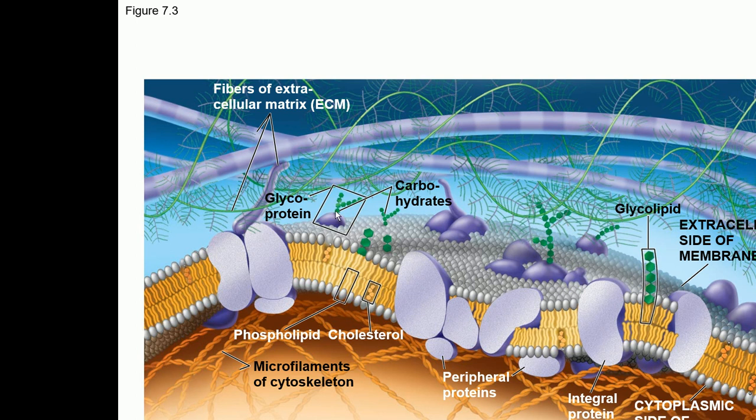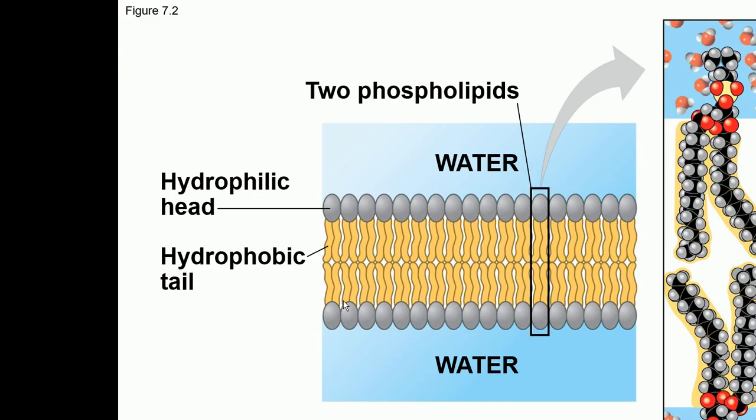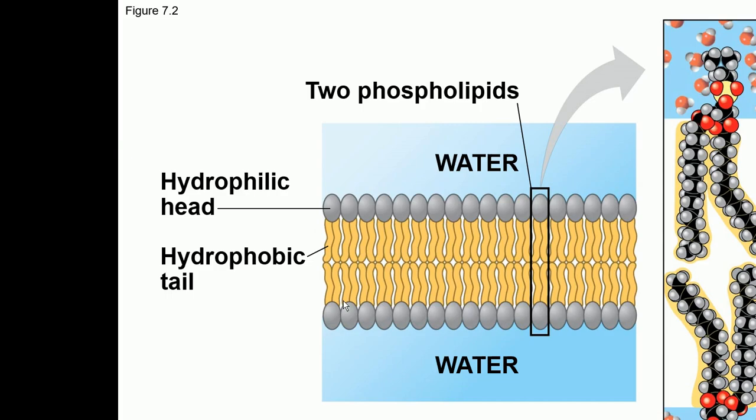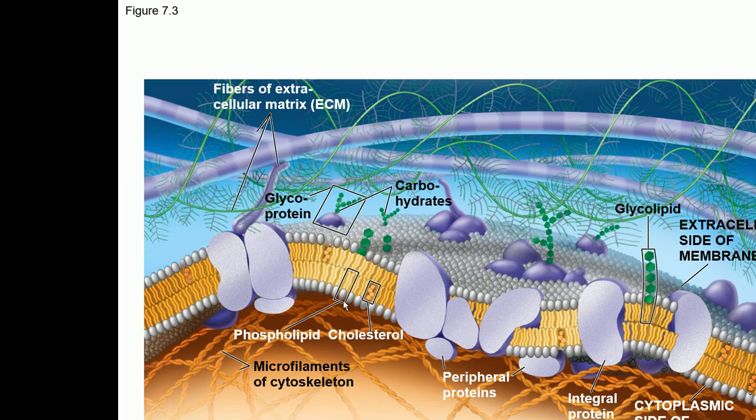And because these proteins are embedded in the phospholipid layer, it's called a mosaic, because there are different kinds of proteins which are embedded in the phospholipid bilayer. So that's why it's called mosaic. So this is the structure. This is called the fluid mosaic model of the plasma membrane.